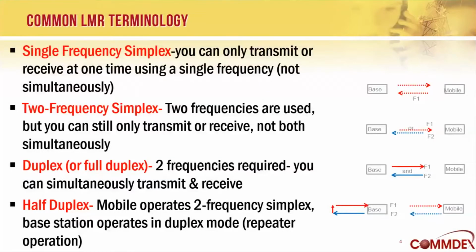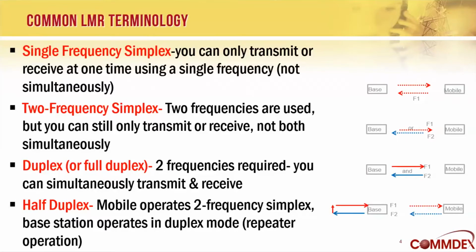So let's use some basic terminology so we know what we're talking about. Here are 4 terms that you're probably familiar with, but if you're not, we'll review them. First of all, single frequency simplex. That means 2 radios that share one frequency, so you can only transmit or receive at a single time. You can't listen and talk simultaneously.